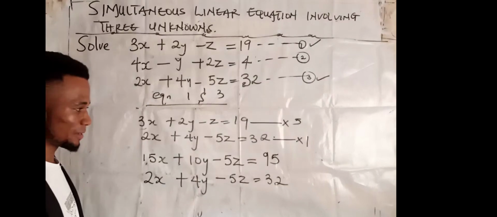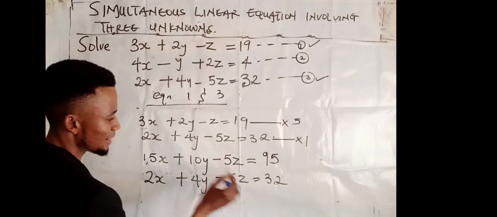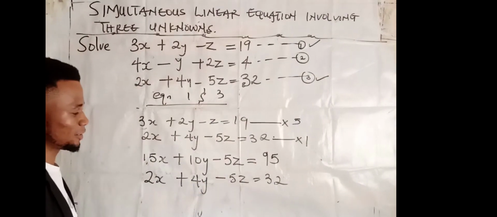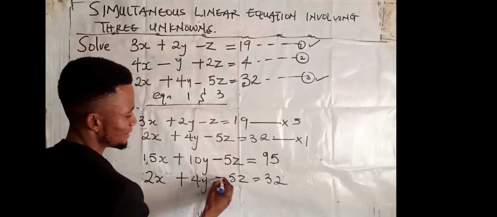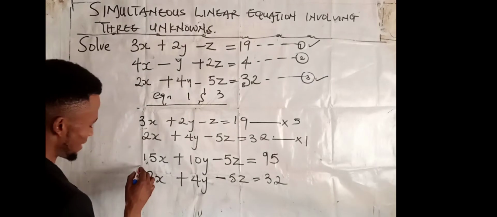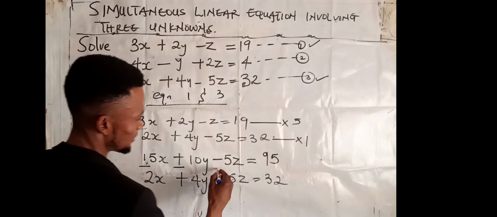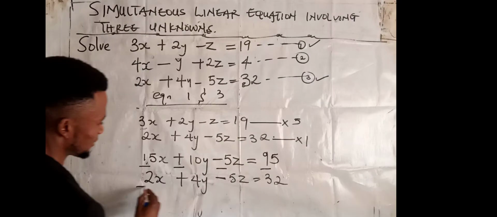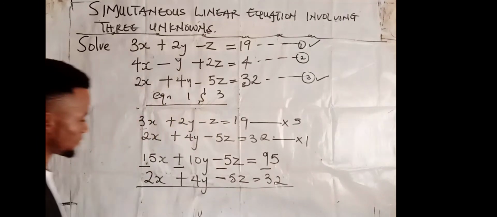Now, look at something here. This and this are the same. I told you that whenever these signs are the same, we subtract. So I am subtracting this now. So now let's subtract and see what we have.